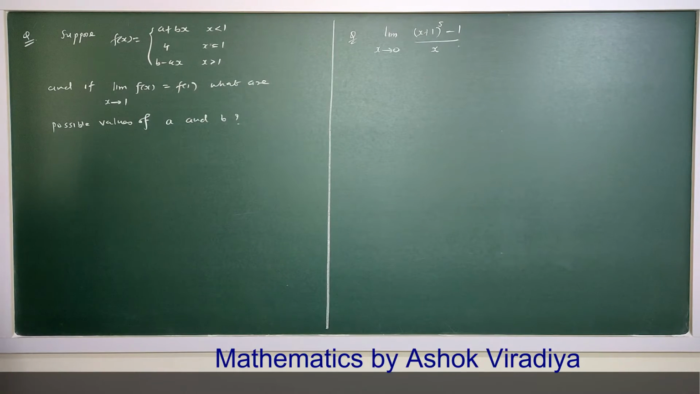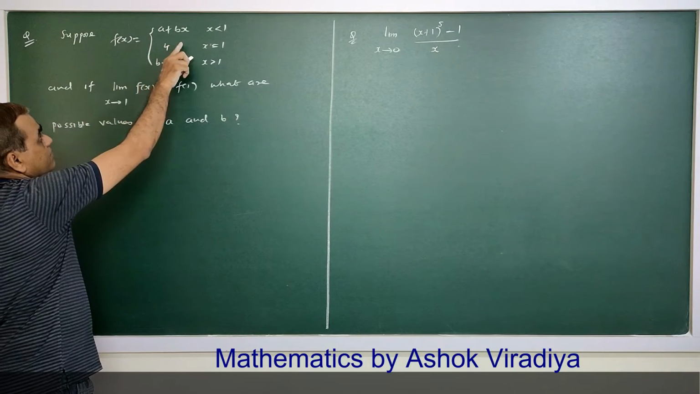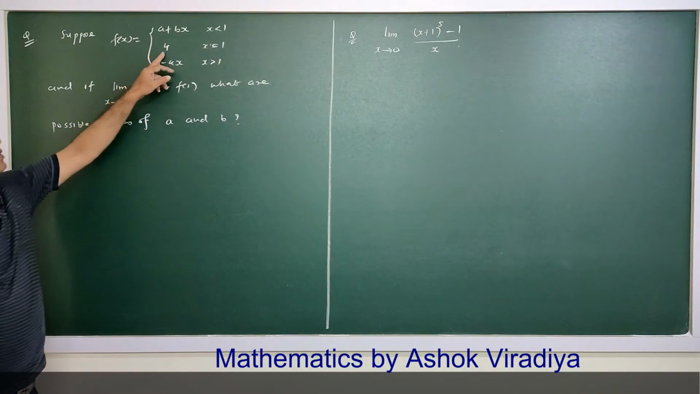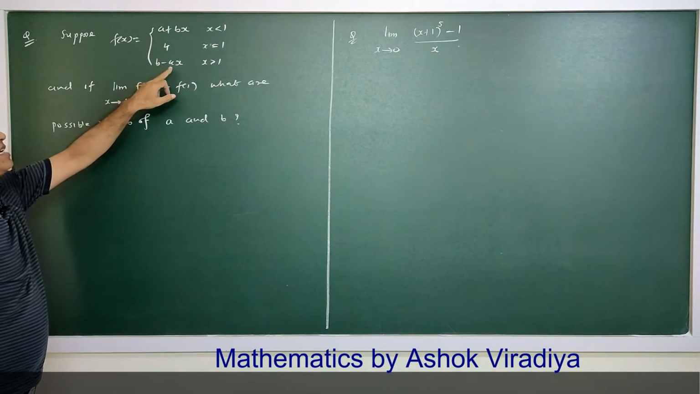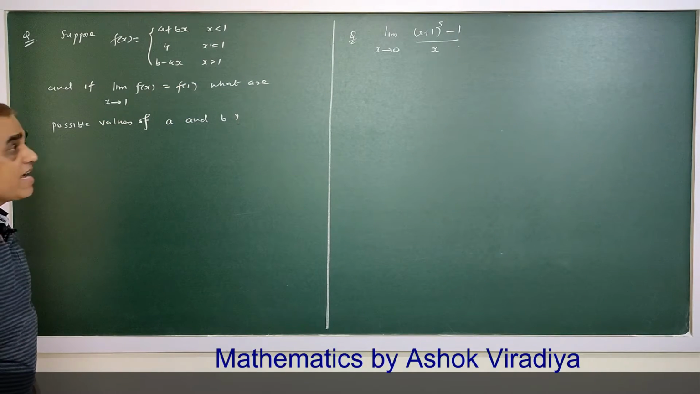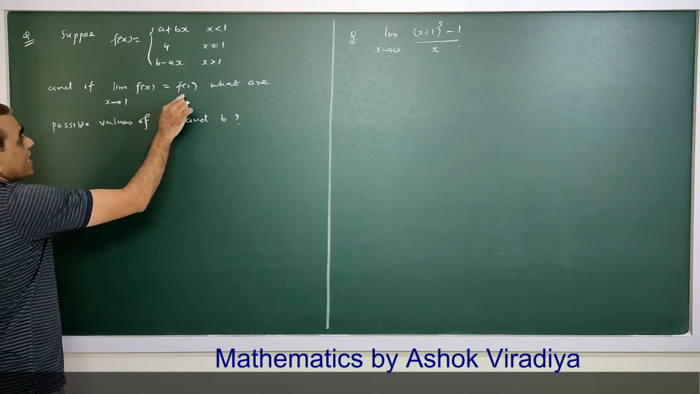Suppose that function f(x) is a plus bx if x is less than 1, it is 4 if x equals 1, and b minus ax if x is more than 1, and limit of f(x) at x equal to 1 is f of 1.